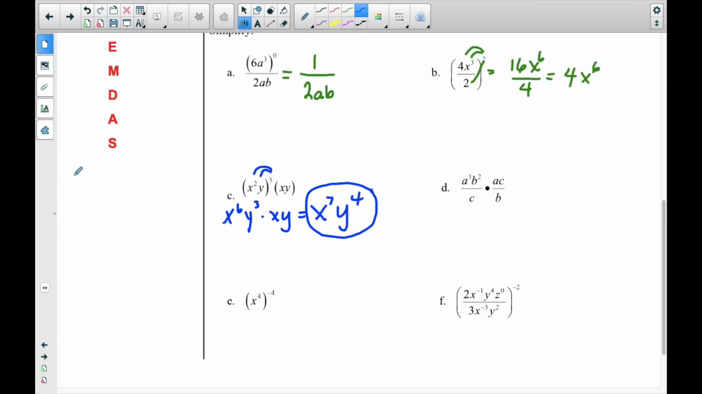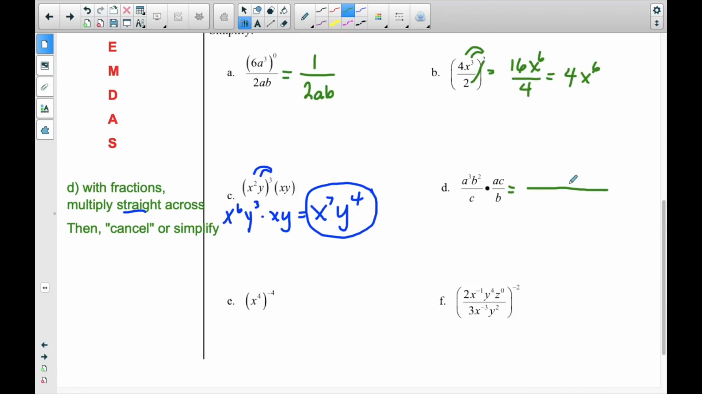On example D, what you want to do with fractions is multiply straight across. So I would go ahead and write that out in the margin. With fractions, you want to multiply straight across, and then after you've done that, you cancel or simplify. So if I look at example D, I'm going to do my numerator straight across. That's going to give me a to the 4th, b to the 2nd, and c.